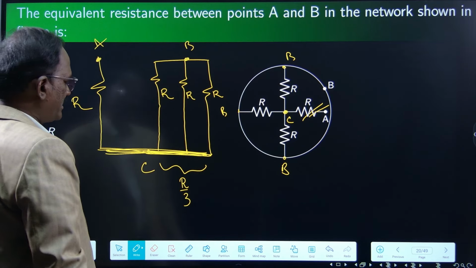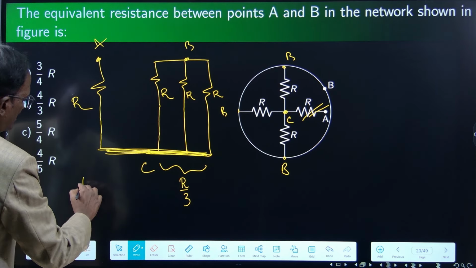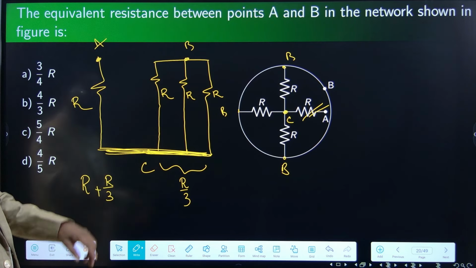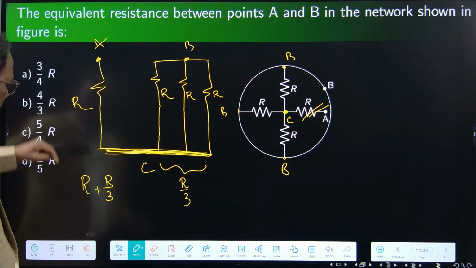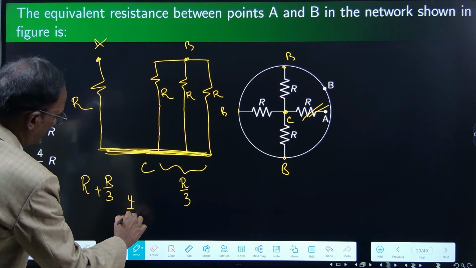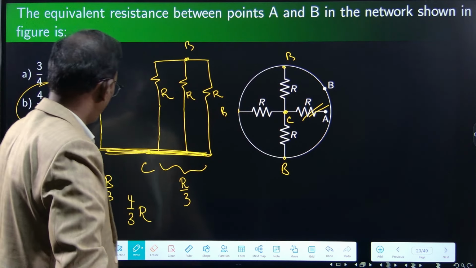R divided by N, R by 3. So between A and B, this R comes in series with this R by 3. So this is 1 plus 1 by 3, so this is 4 by 3 R. The answer is 4 by 3 R. Option B.